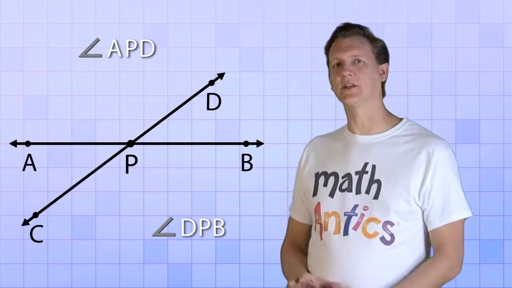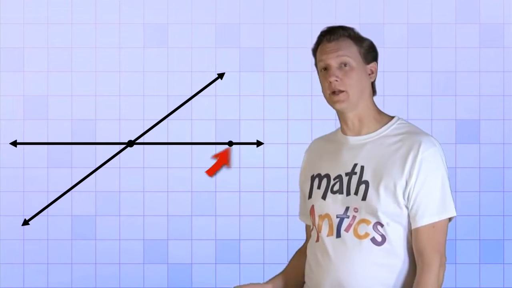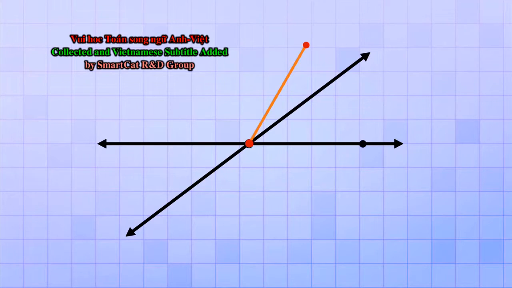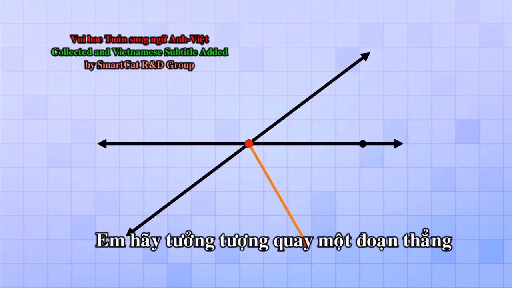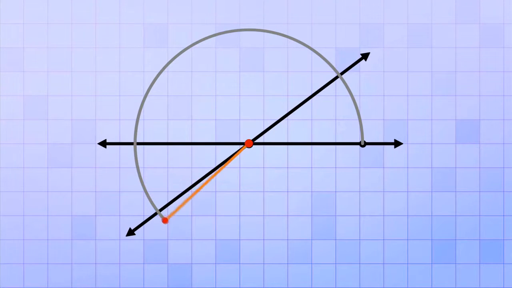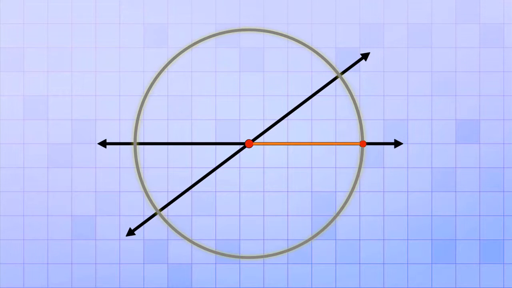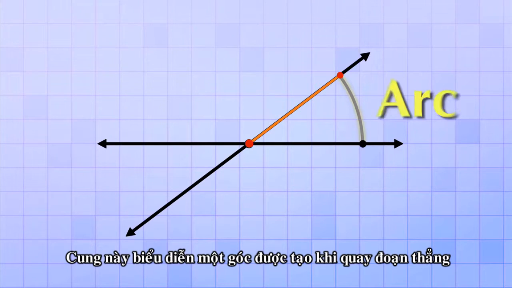To learn that way, let's erase all the points and letters on our lines except for the intersection point and this one point here. Now let's imagine that the line segment between these two points can rotate around the point of intersection just like a clock hand rotates around the center of a clock. Let's also imagine that as we rotate the line segment, the point out at the end leaves a trail, like if a pencil was attached to it. The trail, or path, that's left when we rotate the line segment all the way around forms a circle. But if we only go part way around, then it forms part of a circle that we call an arc.